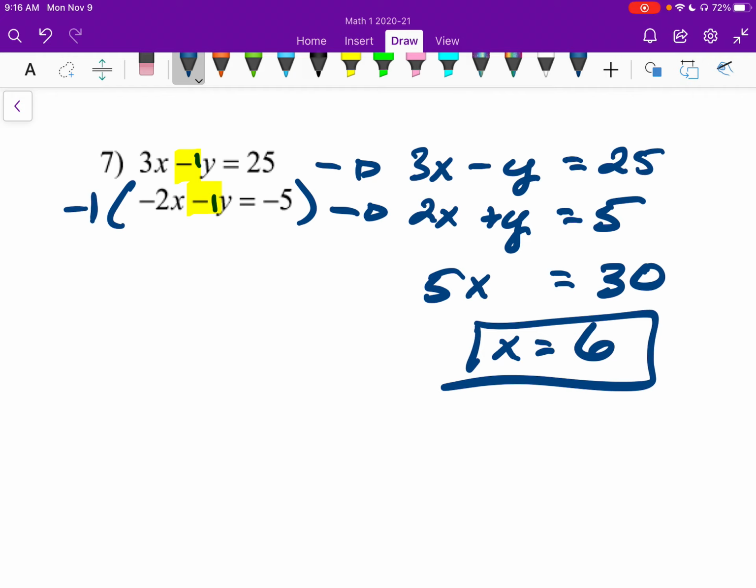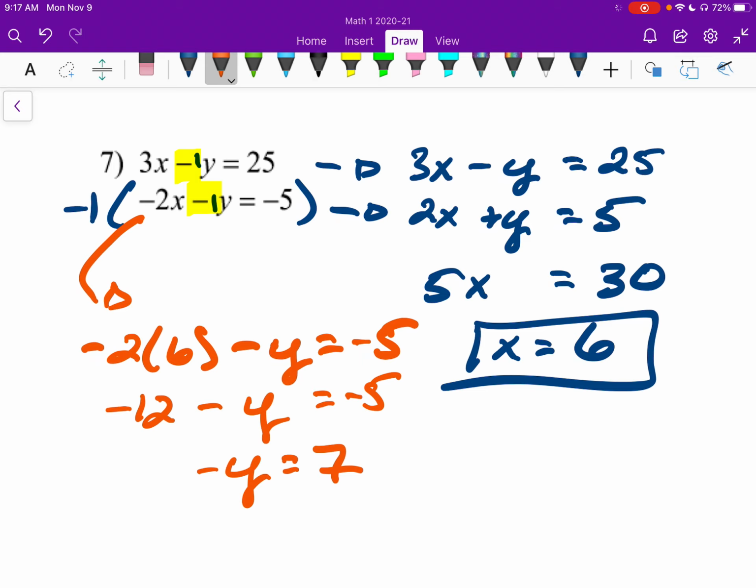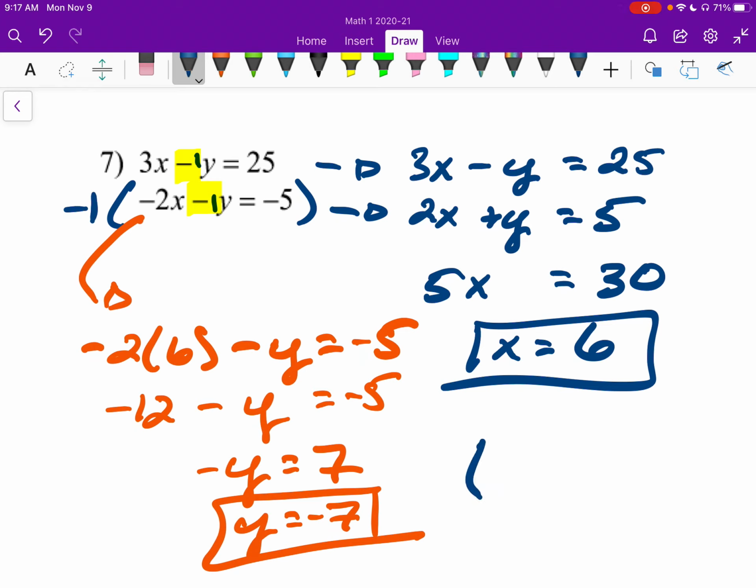I plug that back into our equation. I'll do the bottom one again. So negative 2 times 6 minus y is negative 5. So negative 12 minus y is negative 5. Negative y is going to be, what is 12 minus 5? 7? 7. And y will be negative 7. So my answer as a point will be (6, -7).